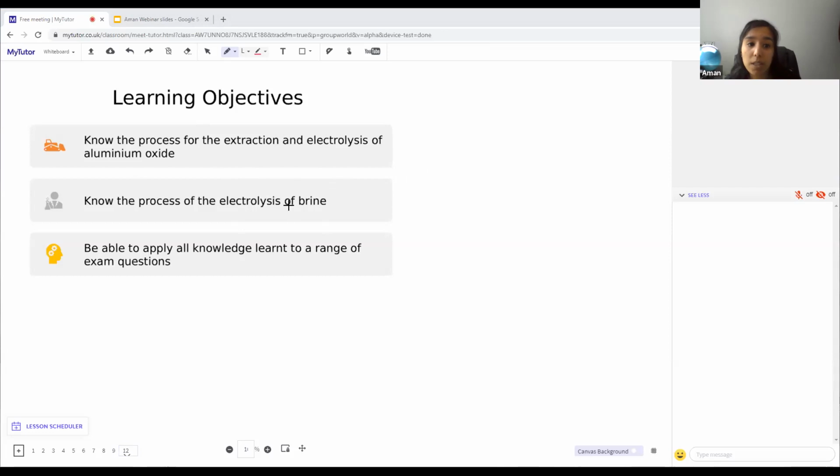So know the process of the electrolysis of brine. Brine is concentrated sodium chloride. We produce hydrogen at the cathode and chlorine at the anode, and what's left in solution is sodium hydroxide.